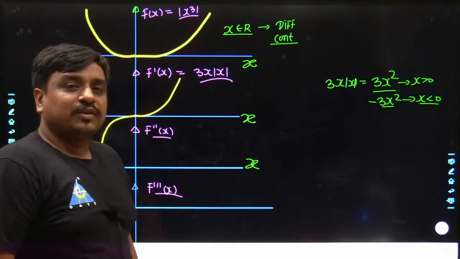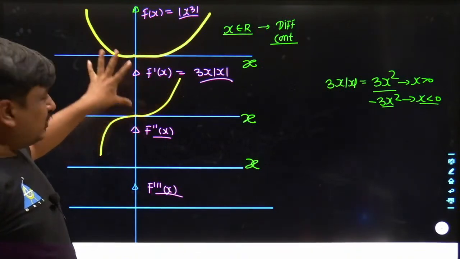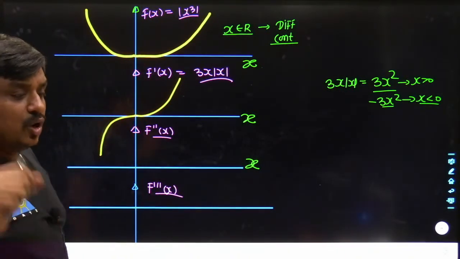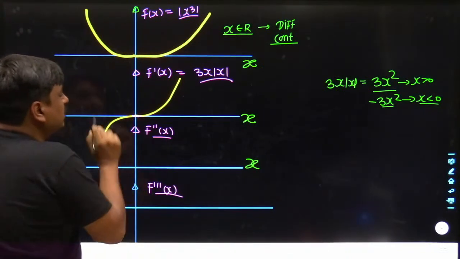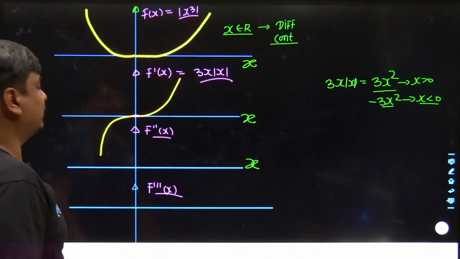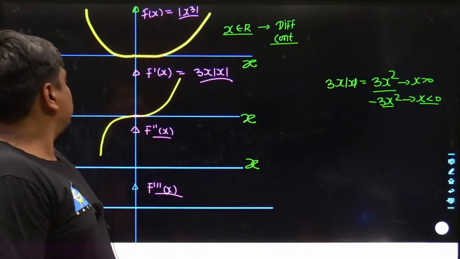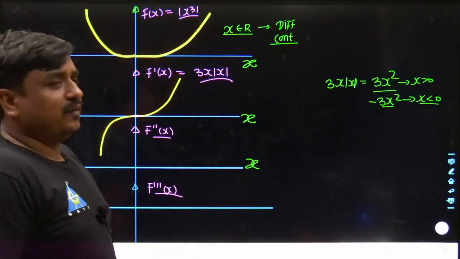Now I would like to ask each one of you, f dash x, which is this curve, whether its next differentiation is possible at x equals 0 or not. Obviously sir, it is possible, because again the function is continuous as well as smooth at x equals 0. So till this point, each and everything must be clear to all of us. It is f of x, it is f dash x.